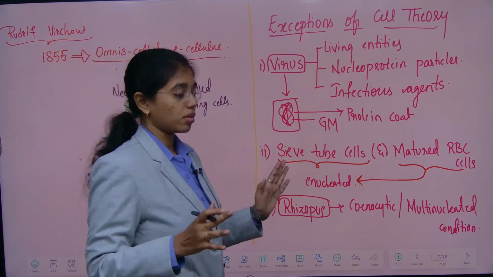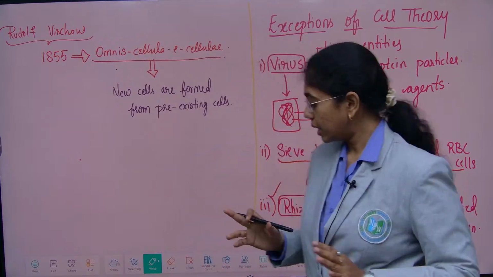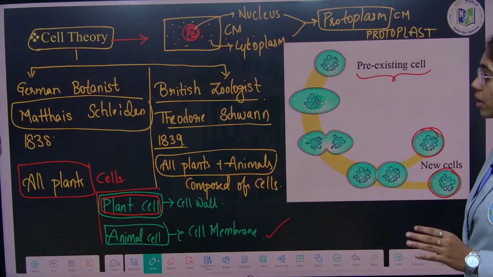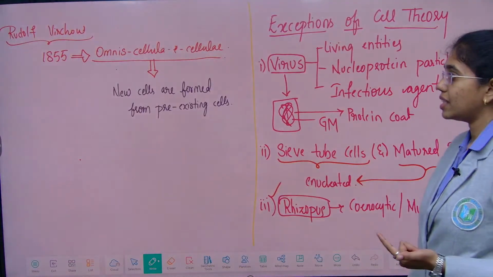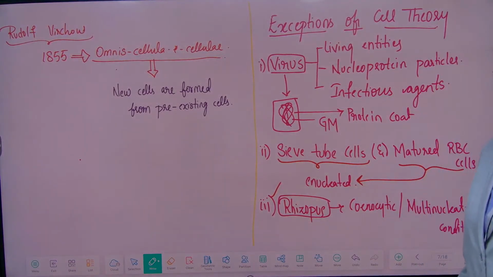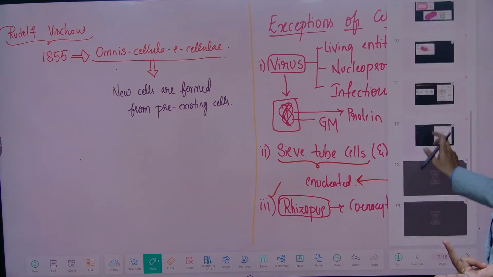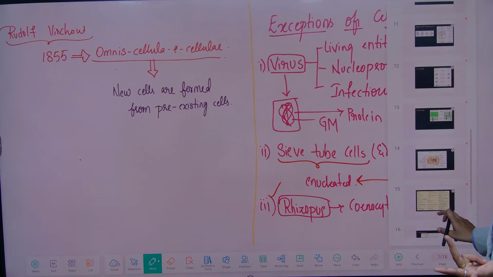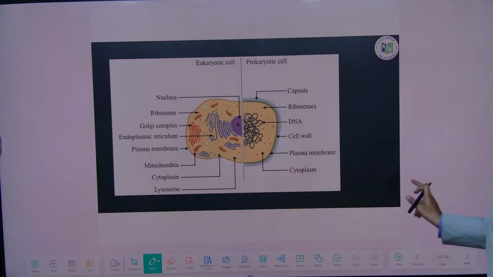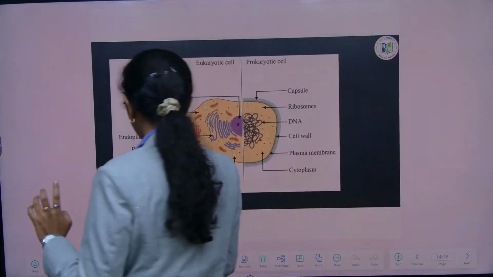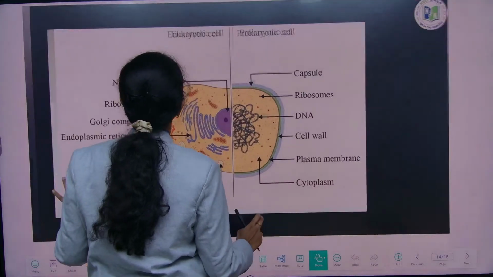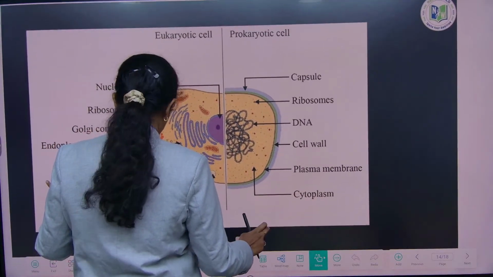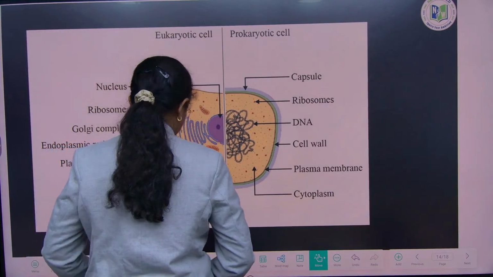This completes the whole concept of cell theory. First, you have to know the basic propositions of cell theory. Second, the modified cell theory. Third, exceptions of cell theory. Important. Now, we will directly move on to the differences between prokaryotic and eukaryotic cell, and then we will move on to the differences between plant cell and animal cell as well. We will discuss this in the advanced level.